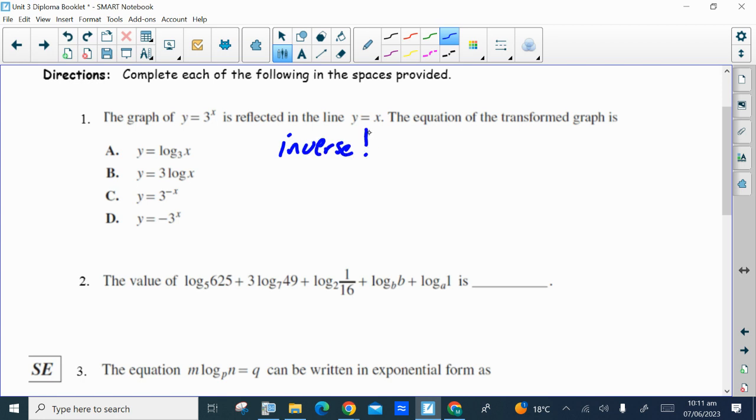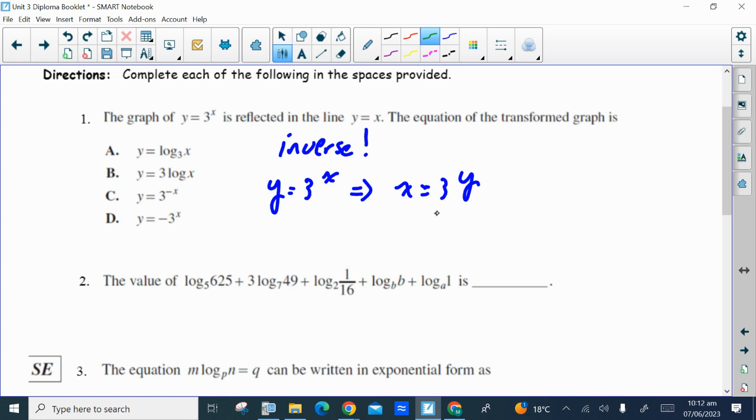To get the equation of the inverse, our first step was to switch x and y around. So if we start with y equals 3 to the x and we do the inverse, it'll be x equals 3 to the y. However, that is not one of the options we have. All four options that you have to choose from have y by itself, y equals. So we need to do that for this new equation that we just wrote.